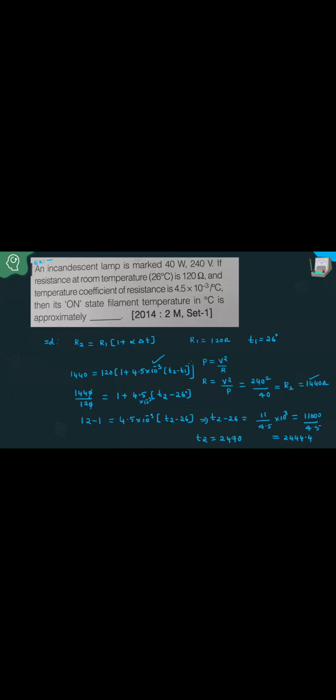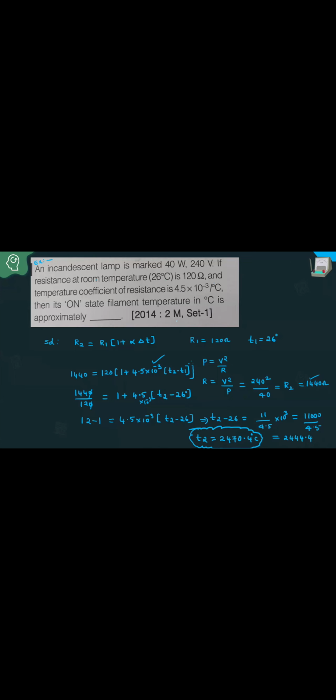Then what is T2? 2470.4 degrees centigrade. This is correct. This is the exact answer I got. Yes, that is correct, 2470.4 degrees centigrade.